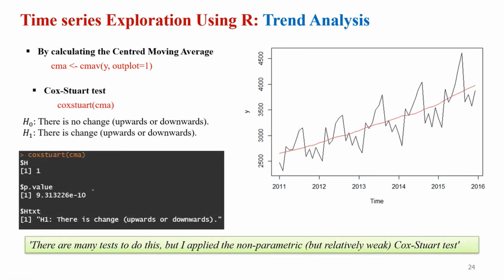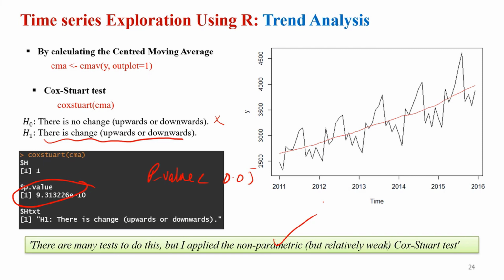If this particular p-value is less than our pre-decided value, which is alpha 5%, we will say reject H naught. Reject H naught means there is a change, upward or downward, and as we can see from the graph, there is an increasing trend, which means the data has a trend. So this is basically a non-parametric test. You can also apply some other tests in order to identify the trend.